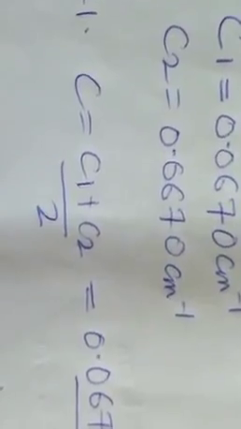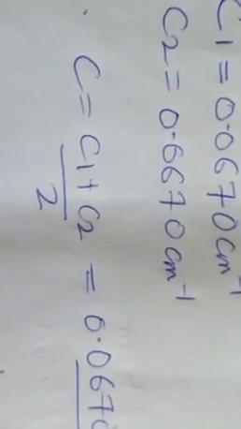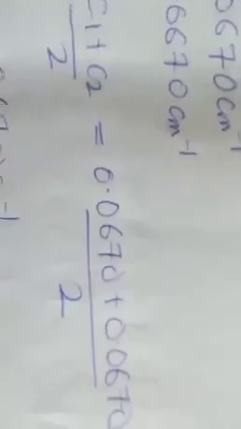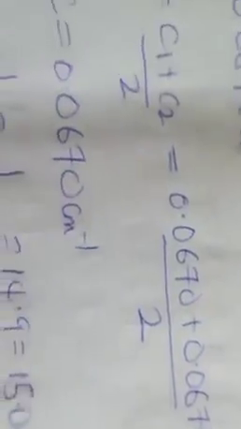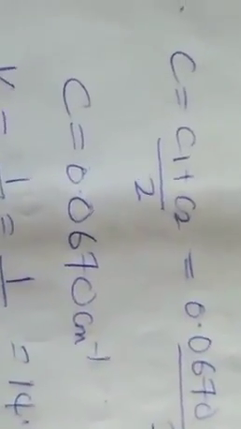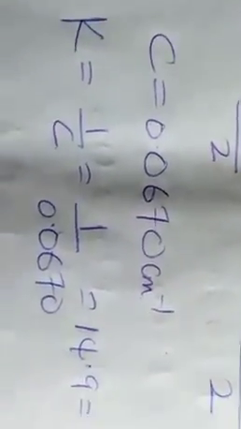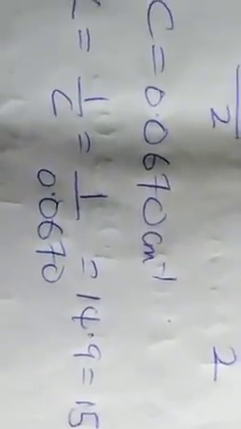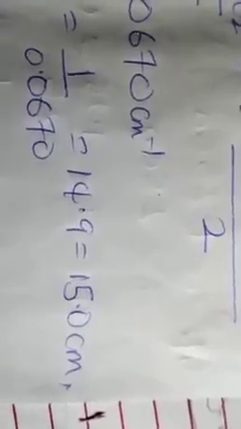And we're asked in number three to find the mean value of the intercept, that is the average. So that is C. C is C1 plus C2 over 2. We add the two values and divide by 2. And of course, we get the same value, C equal to 0.0670 per cm. Then the next question, we have to evaluate K. K equals 1 over C, that's one over the mean intercept. That's going to be 1 over 0.0670, and that will give us 14.9, approximately 15.0 cm.